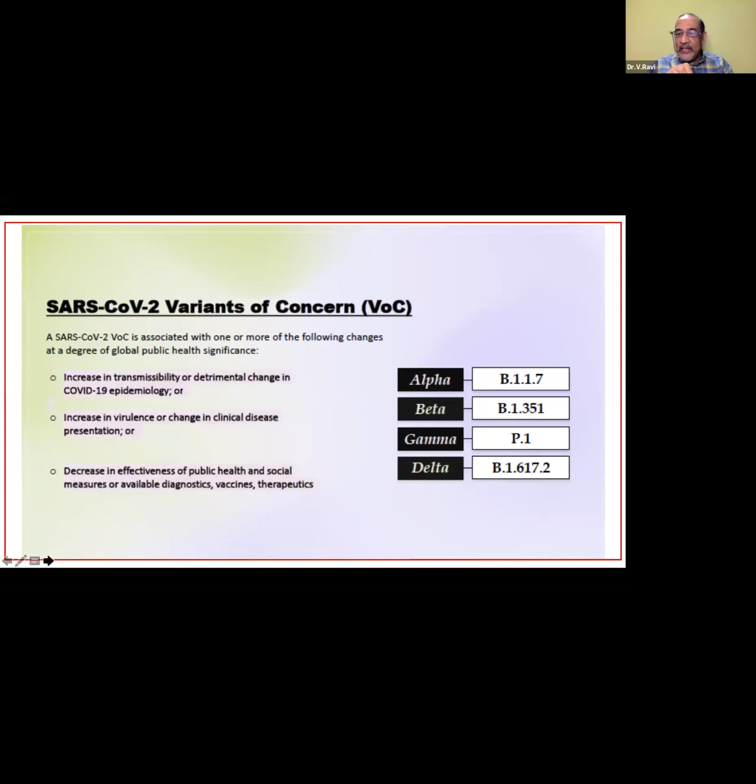Classify a mutant or a variant as a variant of concern? When there is sufficient evidence to say that there is increased transmissibility. That means, in public health, it's very important. The same virus can infect more people compared to the earlier variant or the earlier parent virus.